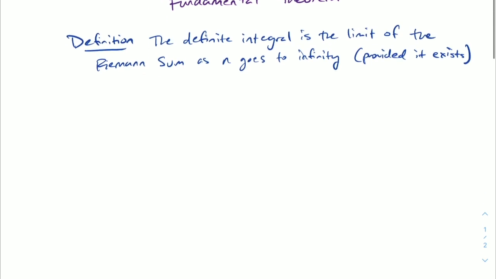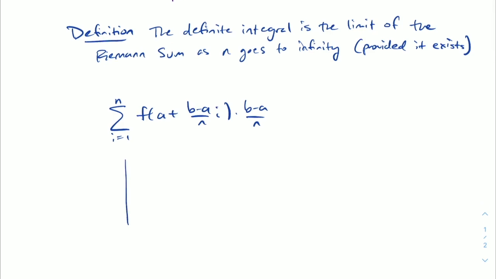So the Riemann sum looks like this. It's the sum from 1 to n of f of a plus b minus a over n times i, all times b minus a over n. And you should think of this as representing the sum of a bunch of rectangle areas. So we have some function f of x, we have an a, we have a b, and we want to find the area under f of x from a to b.